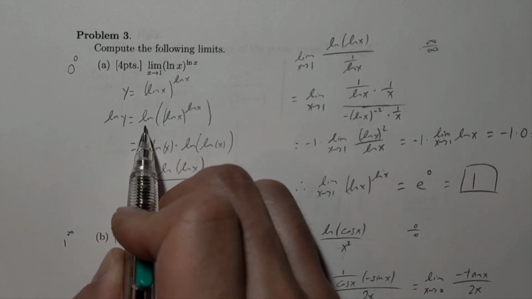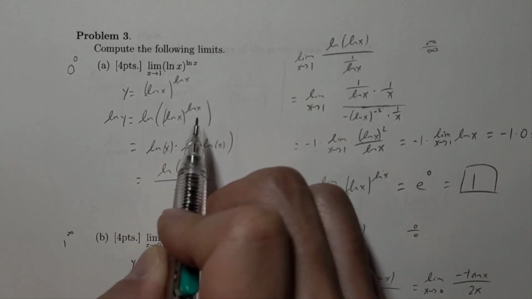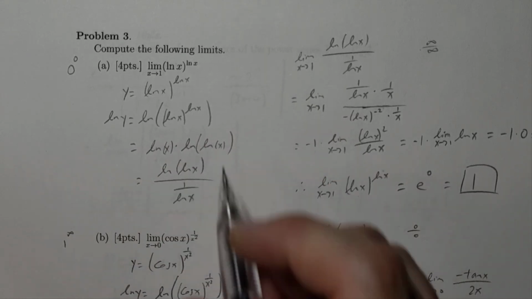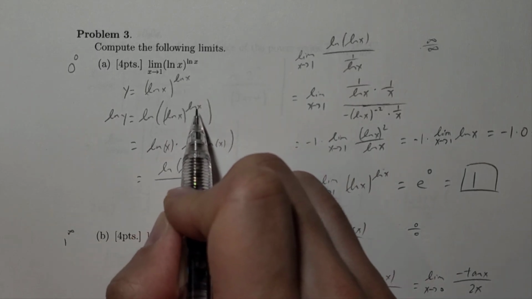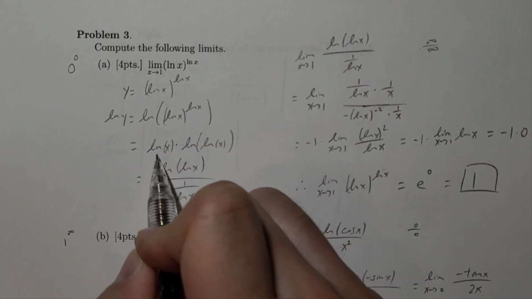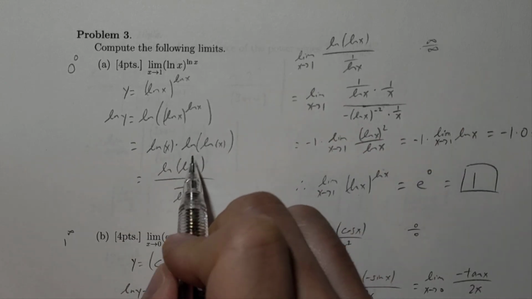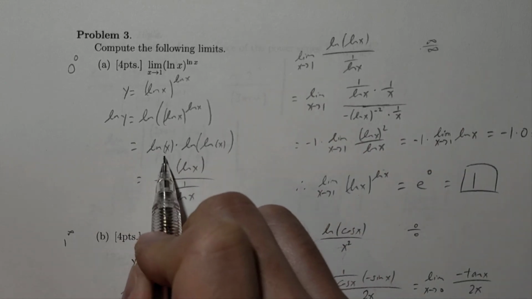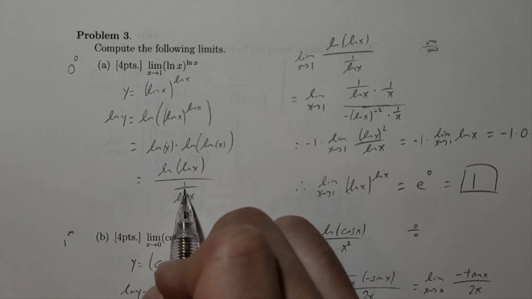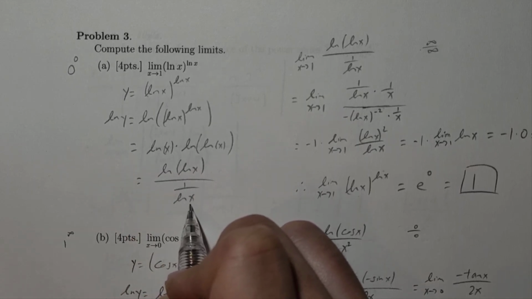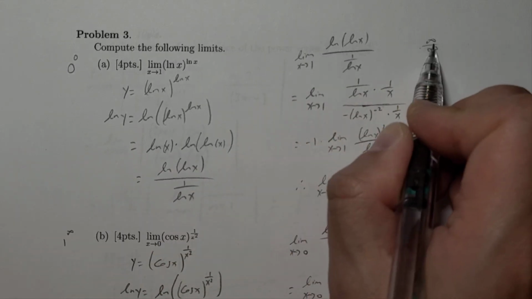ln y equals ln of ln x to the ln x power. Lots of ln, so be careful with your notation. Write clearly, otherwise you might get confused. Now we're going to use properties of logs to move this power out, so it'll be ln x times ln of ln x. And I rewrote it like this: instead of multiplying by ln x, I wrote it as dividing by 1 over ln x. Why do I want to do that though? Well, now if I take the limit of this, it's infinity over infinity.